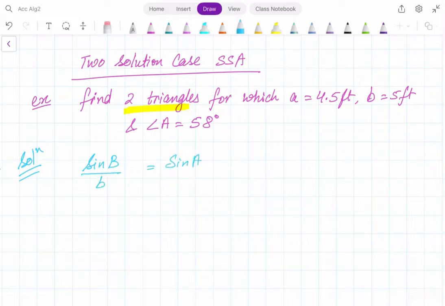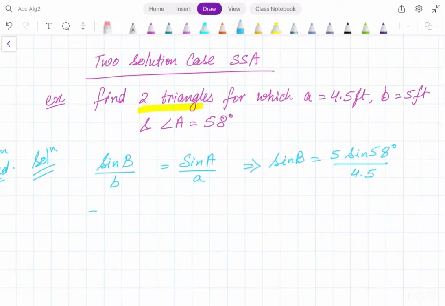So sine B over b is equal to sine A over a, because I need to find the angle first, right? So whenever you need to find the angle, put the angles in the numerator. If you need to find the side, put the side in the numerator. So that, remember to take arc sine.